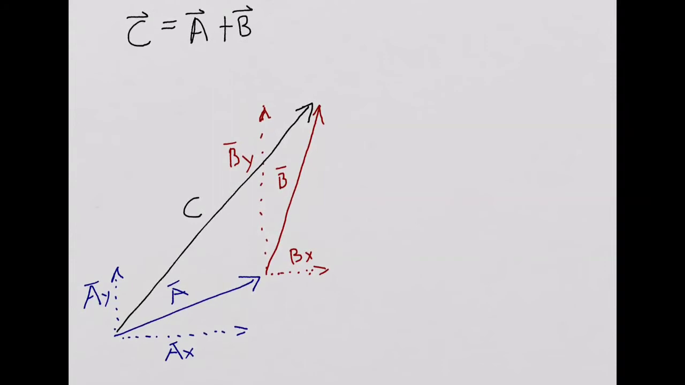Well, we're going to add the components. So CX, the x component of C, would equal AX plus BX. CY would equal AY plus BY. Once I have the components, then I can get the magnitude with Pythagoras and the angle with the arctangent.